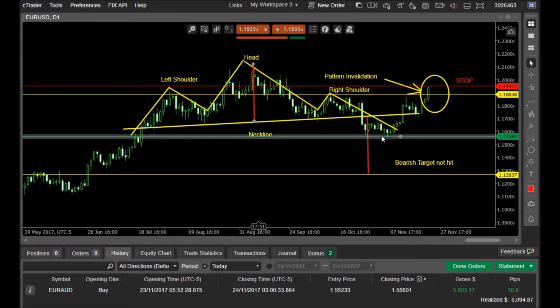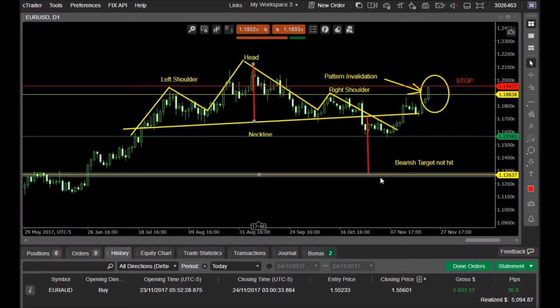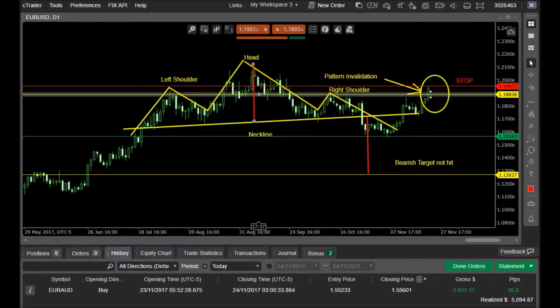Price got down a little bit, got nowhere near the bearish target, and then we got a reversal, a big bullish candle there, a pullback to test the breakout point, and then a break above the right shoulder high. This invalidates the pattern. Now, we'll probably get some selling or profit taking, and also people probably adding to their shorts, thinking that maybe this is a big giant right shoulder or something, and we might see a little pullback.